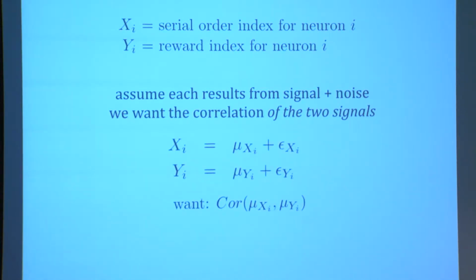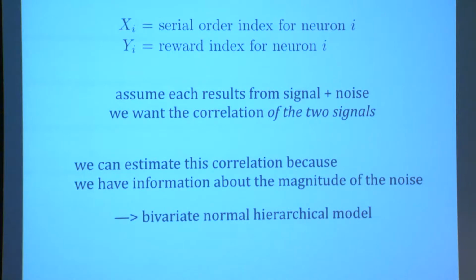So the simple model would look like this. We want the correlation of these across neurons. We can estimate the correlation because we have information about the magnitude of the noise. This is all done in repeated trials, which is to say repetitions of the same experiment over and over again, typically something like 15 or 20 times, and that gives us the noise magnitude that we need.